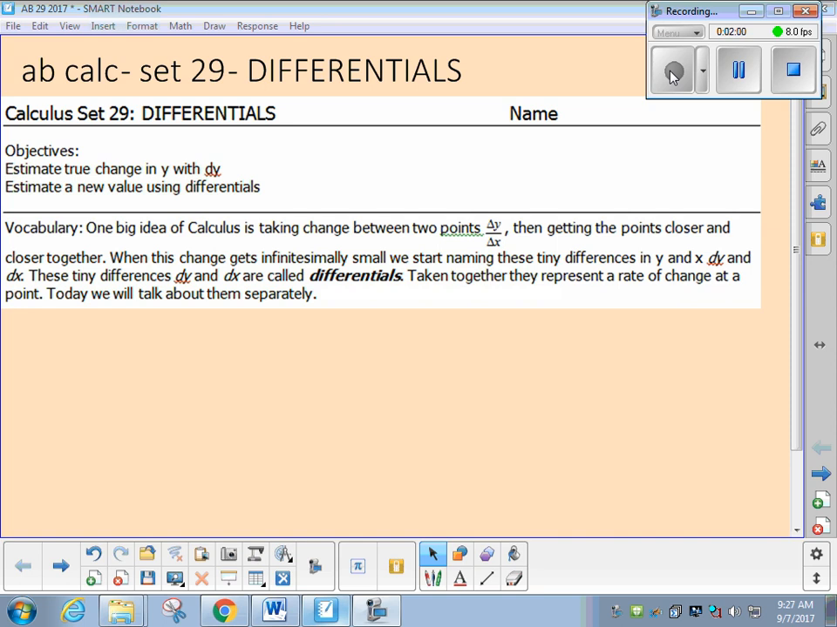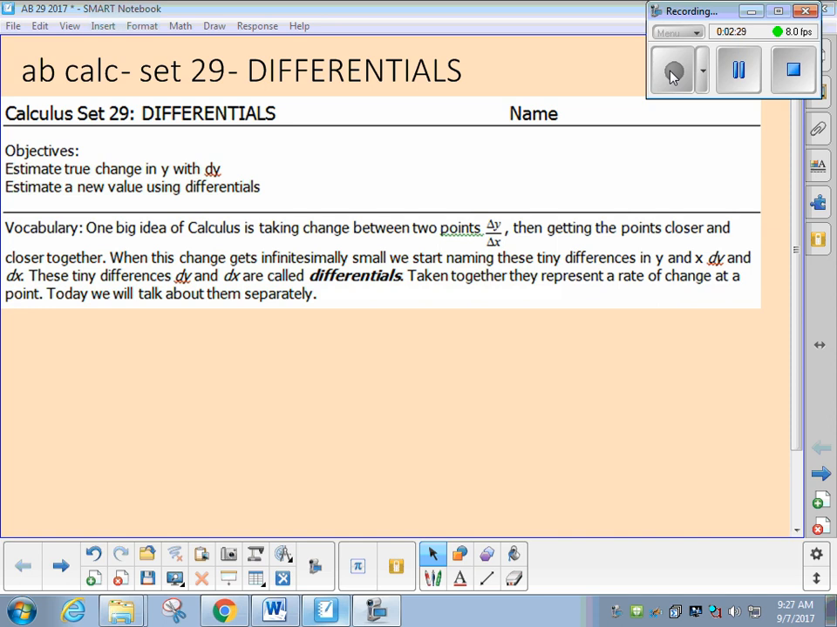One big idea of calculus we talked about is we take the change between 2 points. That's delta y over delta x, right? We then talked about getting those 2 points closer and closer together. Once you get the points so close together, it starts to become more abstract, a tiny difference. Then we stop calling it delta y and delta x, and we start calling it dy and dx. Those are differentials. dy and dx are differentials.